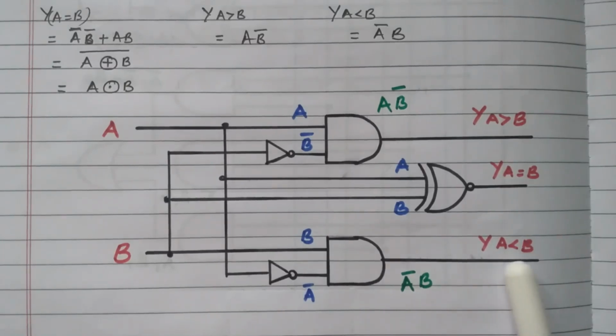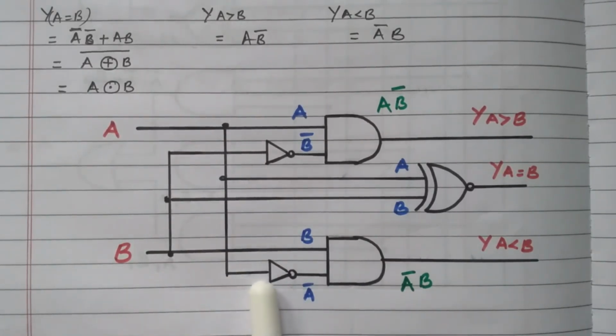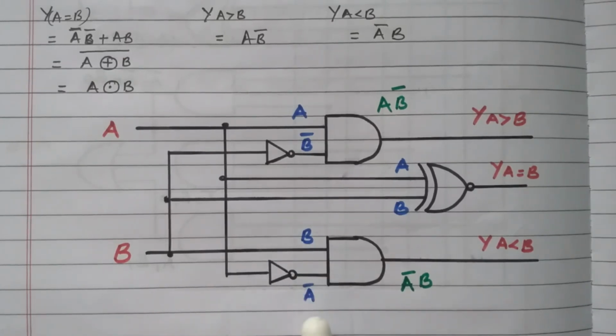Then for A less than B, what is the requirement? A bar B. So B is connected directly, A is connected through the NOT gate. The input A is taken and connected to the NOT gate, so that we get A bar. One input is B, another input is A bar, so the AND gate will give A bar B. Now we got the expression A bar B, so it will give the value of A less than B.